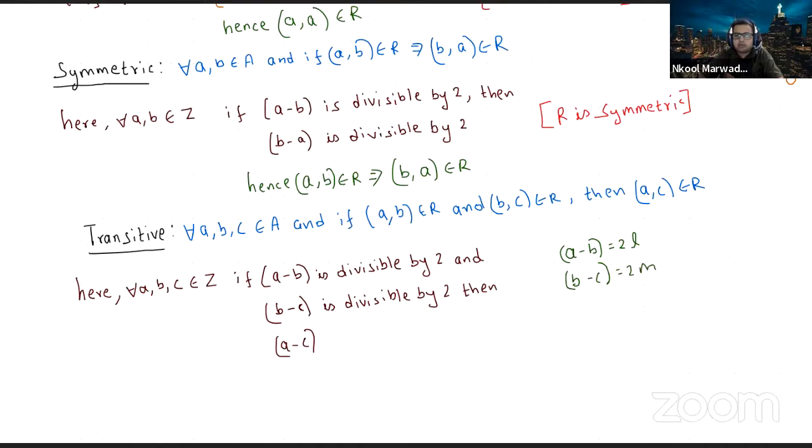Now, if I add both, what will I get? a minus b plus b minus c is equal to 2L plus 2M. So a minus c, I will get 2 times (L plus M), taking 2 outside. And this L plus M, I can write as a new constant, so it is 2 into something. It means that a minus c is even. I have proved it. And if a minus c is even, I can say that a minus c is divisible by 2.